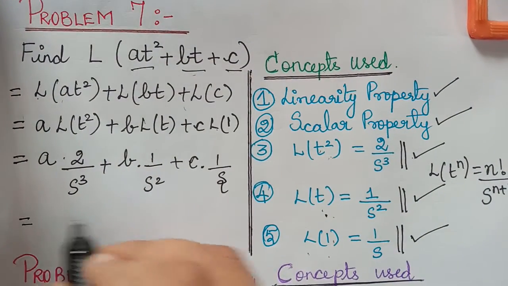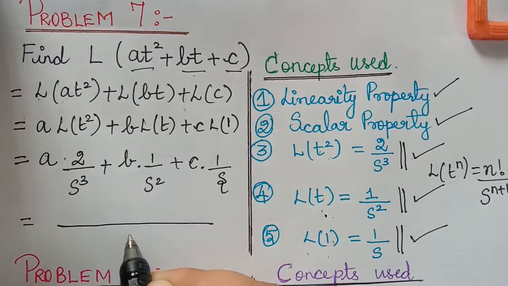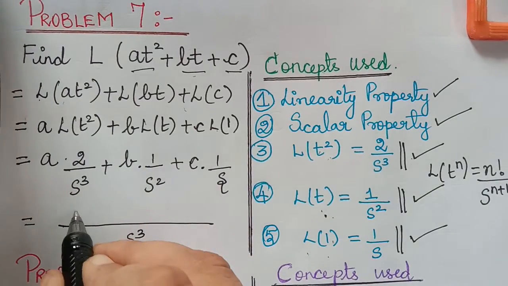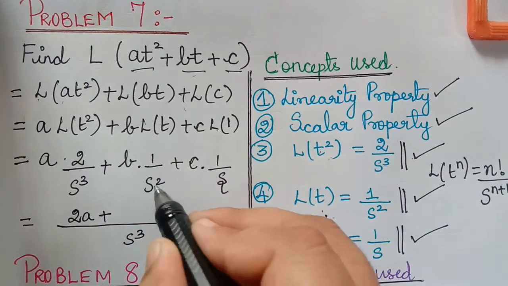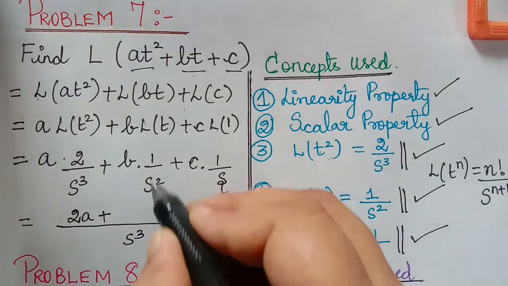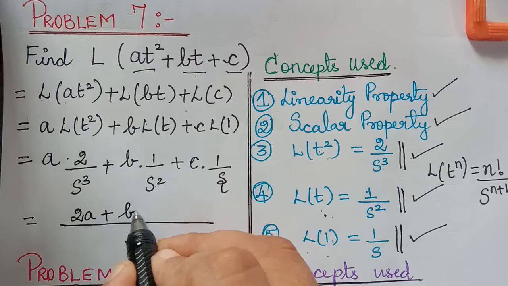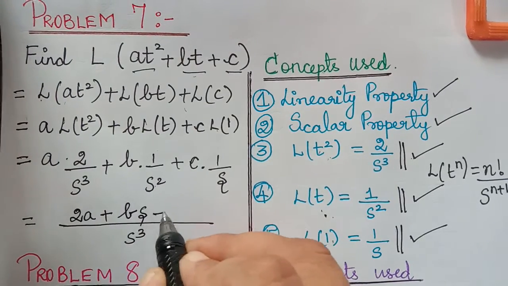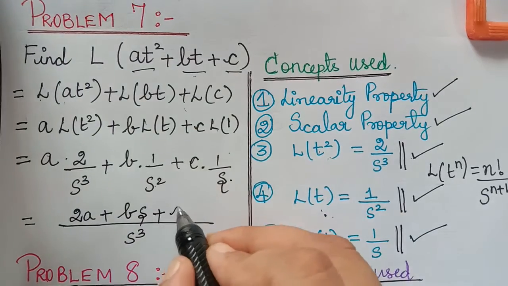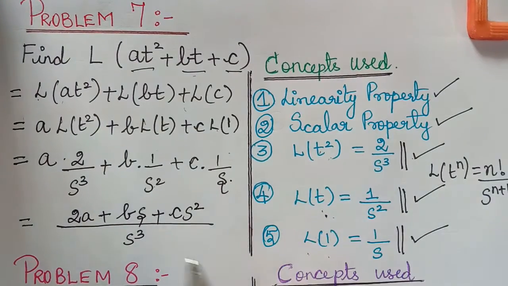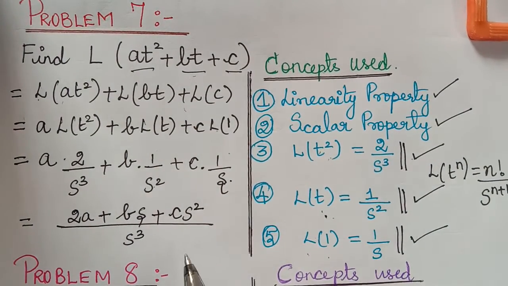And here we can take the LCM. The LCM will be s cube, and here we will have 2a plus, one of the s has to be multiplied in order to get s cube, so b will be multiplied with s. So bs plus, now here we have to multiply s square, so we will be having plus cs square. So this is the solution for problem 7.